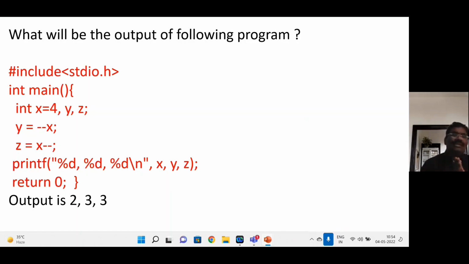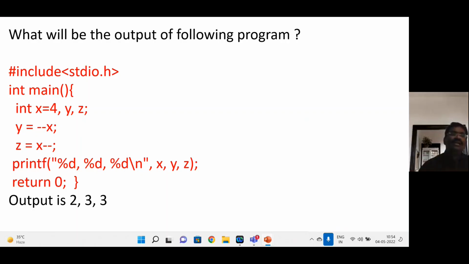I think you understood that, right? But within the statement, when you are using that, you can get 2, 3, 3 in most of the cases, so people will think that it is 3, 4, but it is 4. We can get it. Now you say, what will be the output of the following program?